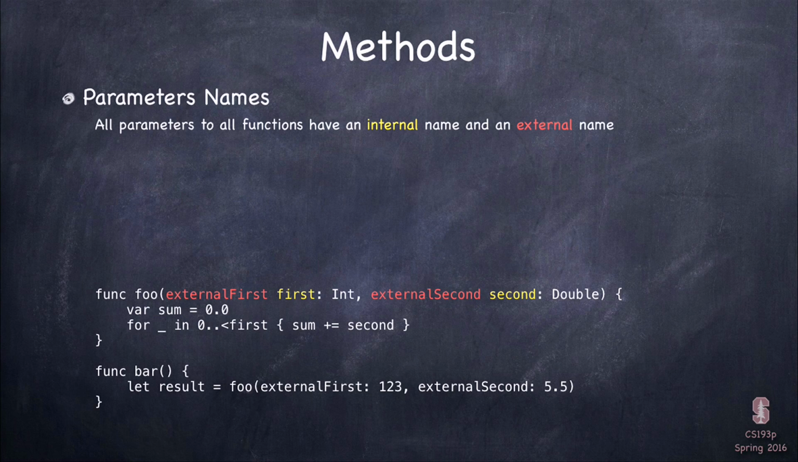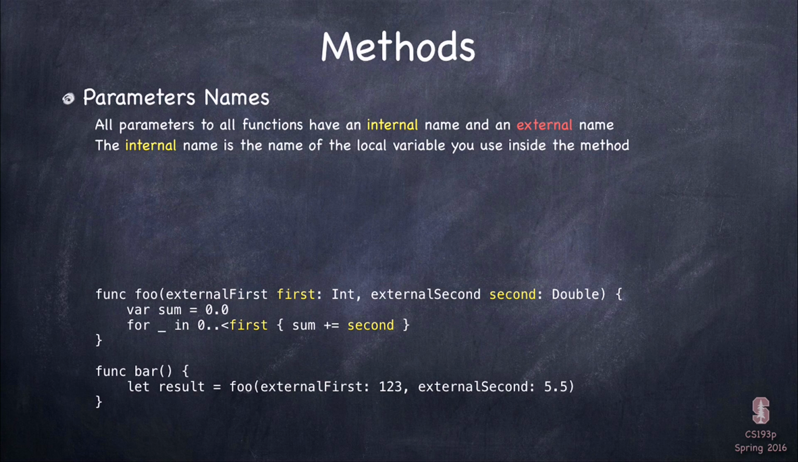So all parameters to functions have an internal name and an external name. Every single parameter. So here's the first parameter. Here's the second parameter. They both have an external name and an internal name. The external name comes first. The internal name comes second. The internal name is the name of the local variable that's going to be used inside your method. So that's this one right here. The internal name shows up right before the colon. First and second are the names I use for those inside my function. They don't appear anywhere here. Notice first and second do not appear in the func bar call, because those are the internal names.